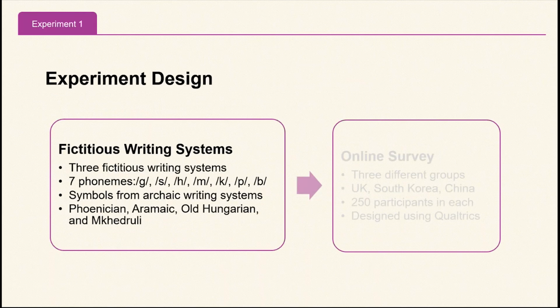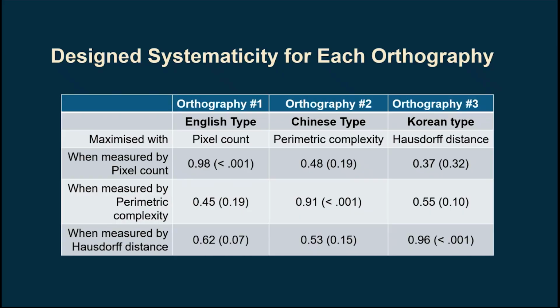So what I did, I created a fictitious writing system with 7 phonemes only, and these written symbols came from archaic symbols like Phoenician, Aramaic, and Old Hungarian. I designed 3 different orthographies.